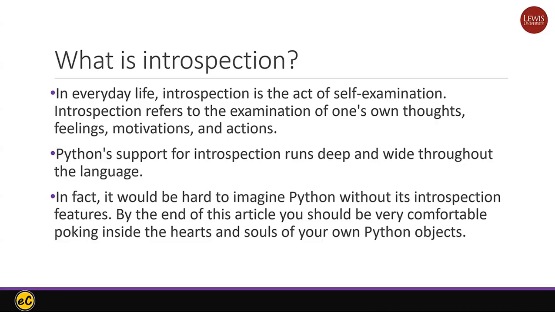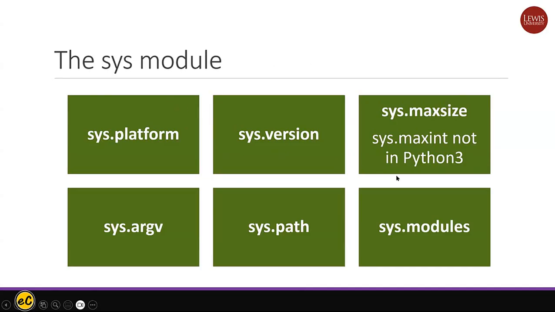Introspection is for self-examination. Introspection refers to examining one's own thoughts, feelings, motivations and actions. Python supports introspection, running deep and wide throughout the language. So basically, you can go deeply into a function. Usually you use the sys module to help you, and then you can figure out your version, your argument vector, your path, your modules.